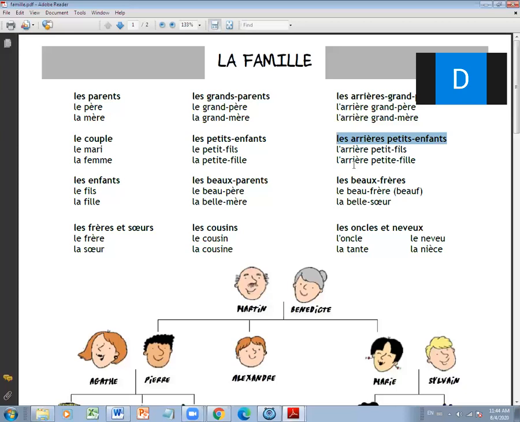Then les beaux frères, those are the step brothers or brother-in-law. Les beaux frères, la belle-sœur. Then les oncles, les neveux. Les oncles, those are uncles. So we have l'oncle, we have la tante, aunt. Then we say le neveu, that is the nephew. Get that right, that's the nephew. Then la nièce is the niece.